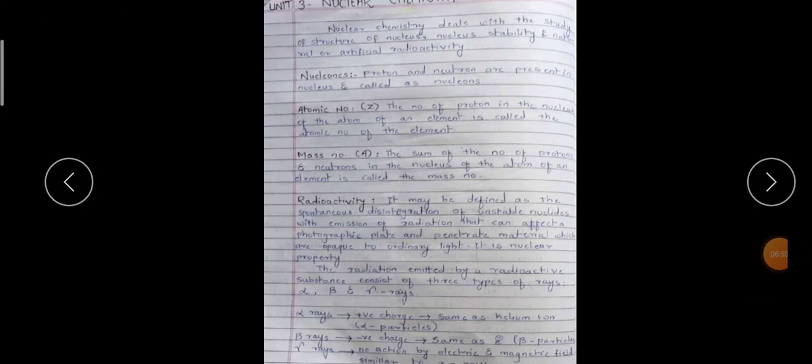It is a nuclear property. You have to remember, it is always a nuclear property because it deals with the nucleus of an atom of an element.